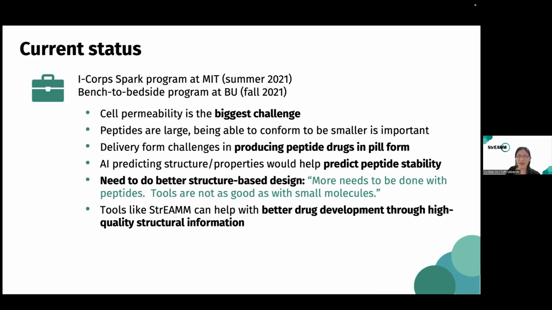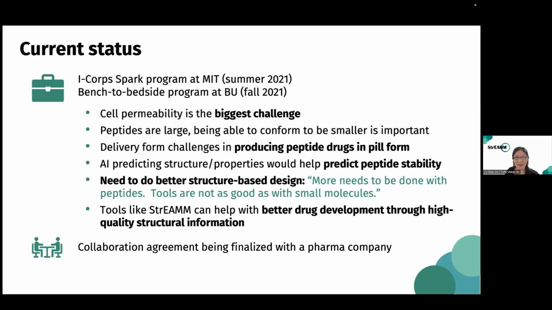We also participated in the I-Core Spark program at MIT in summer 2021 and the Bench to Bedside program at Boston University in fall 2021. And we have interviewed people in biotech and pharma companies to collect their feedback. So it is generally understood that the tools are not as good for cyclic peptides as they are with small molecules. So more needs to be done. And we believe that our method can help with better drug development through high quality structural information.